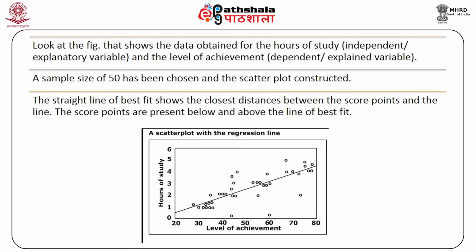Placing the independent variable on the vertical y-axis and the dependent variable on the horizontal, that is the x-axis, we take a graph. Taking 50 cases of hours of study and student performance, a scatter plot is constructed to show the distributions along with the line of best fit. That indicates the relationship between the two variables.